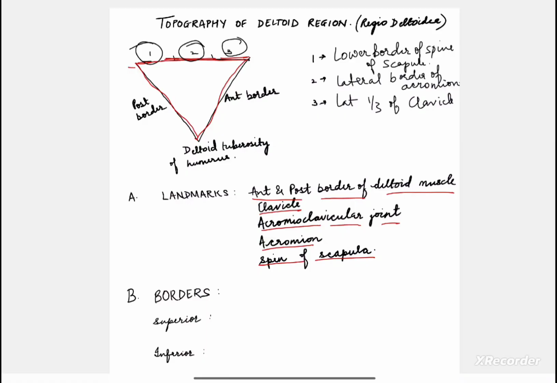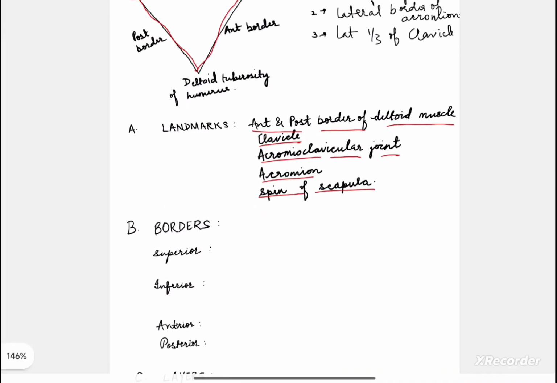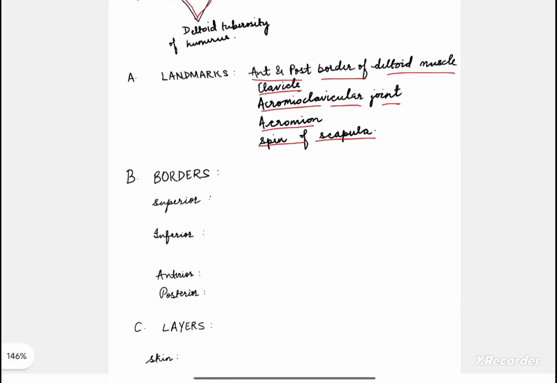Now inferiorly, this is the deltoid tuberosity of the humerus, and the anterior border and posterior border of the deltoid muscle. The landmarks of this region are the anterior and posterior border of the deltoid muscle, clavicle, acromioclavicular joint, acromion, and spine of the scapula. These are the landmarks. Now we move on to the borders.